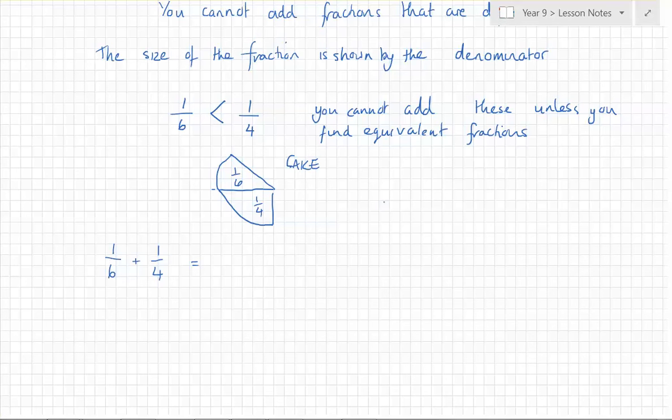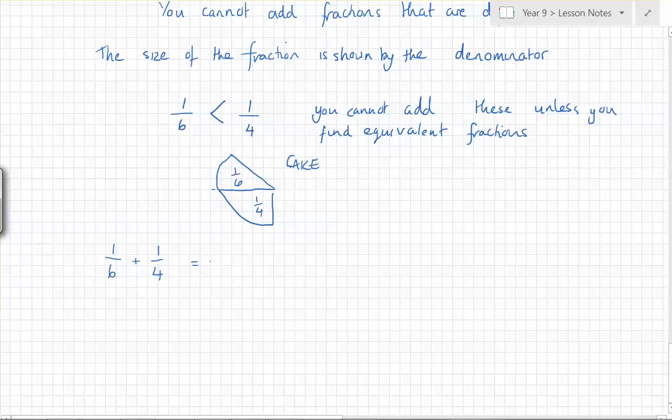So I've got to think, well, if I chop 1/6 into pieces and 1/4 into pieces that are all exactly the same size, then I can say to the shop, oh, I'll have that many of this size instead. And then they can just chop it as well. So we have to figure it out now.